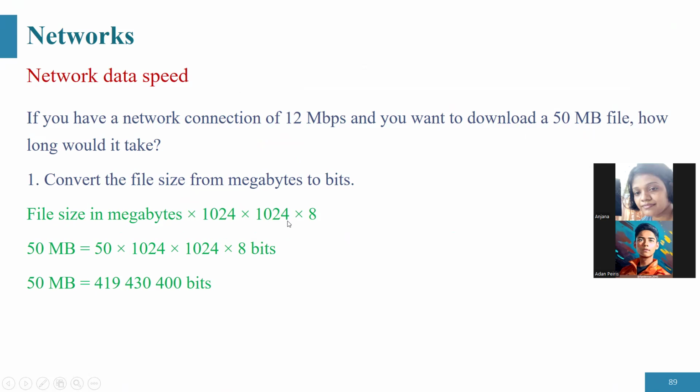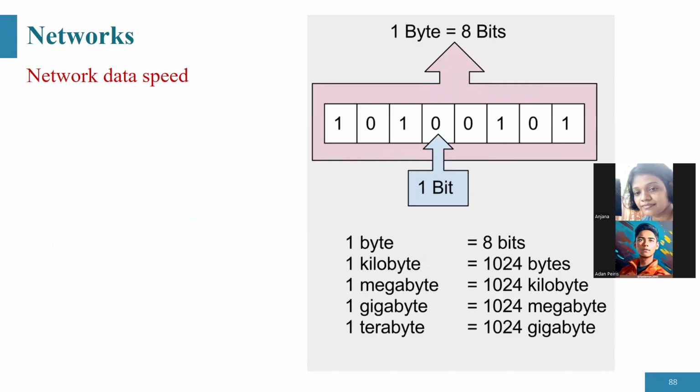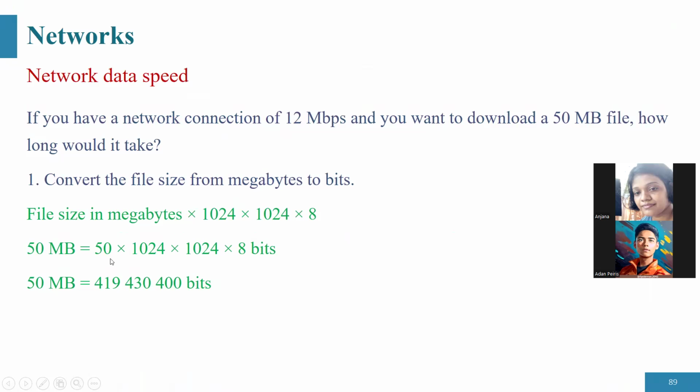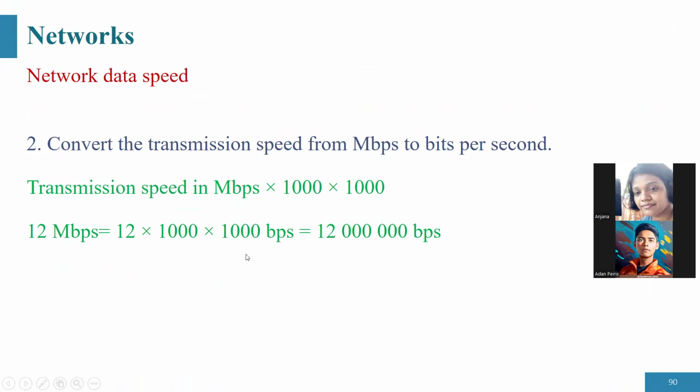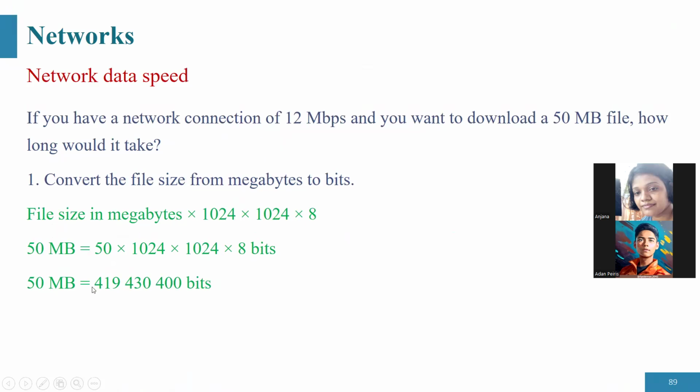Then see why I multiplied by 8? Because it needs to go to bits, so I multiply by 8. Now we know 50 megabytes, times 1024 for kilobytes, times 1024 for bytes, times 8 for bits. After calculating, we get 419,430,400 bits. If you show the calculation, they will give you the marks.